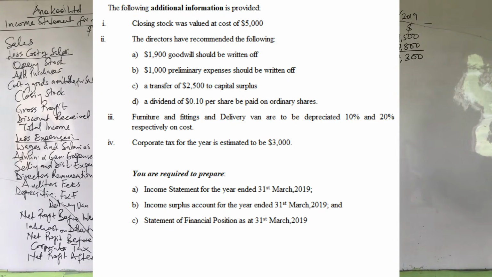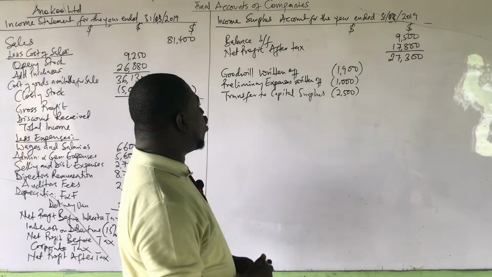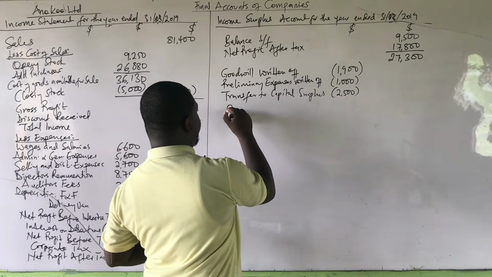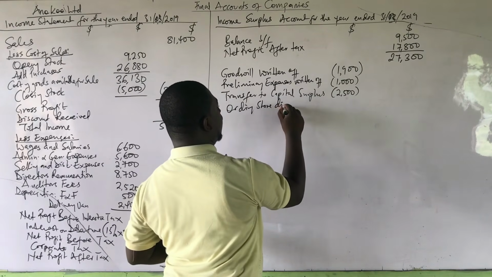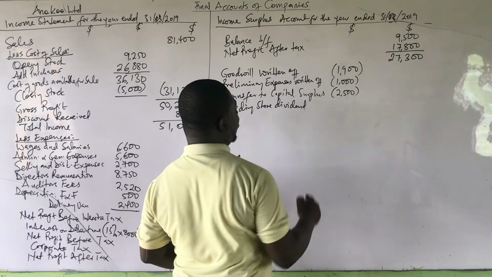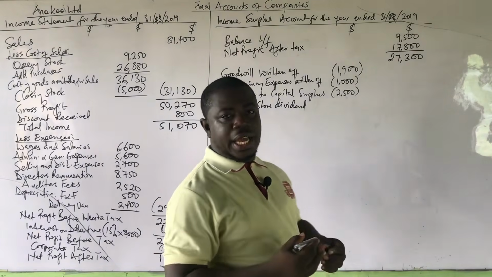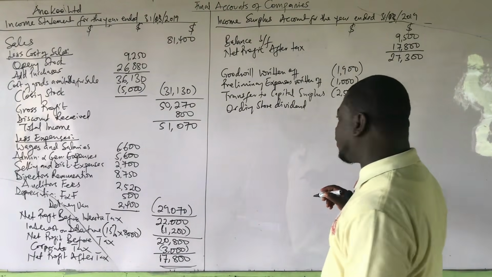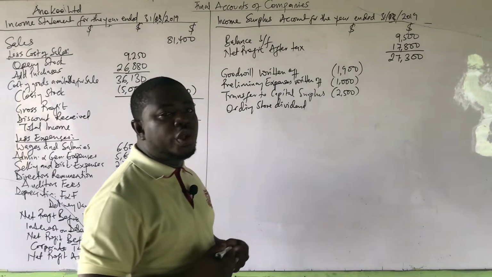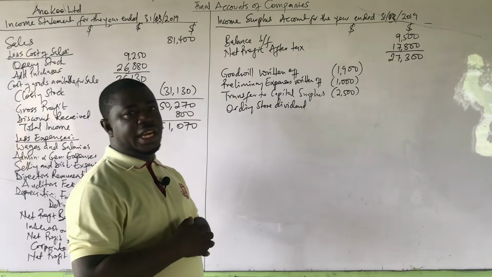We are supposed to make a dividend payment of 10 cents per share on ordinary shares. Now, this is where we have to look for the total number of ordinary shares. So we say ordinary share dividend. It's also a subtracting item. That is 10 cents per share. Now, how do we calculate this 10 cents per share? We have to look for the total number of ordinary shares that are in issue.